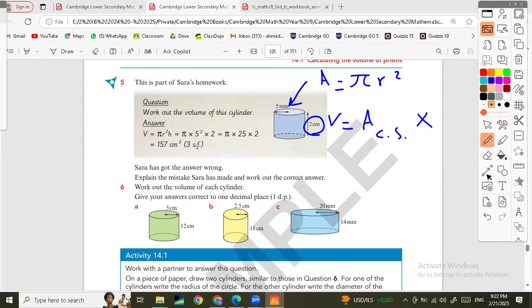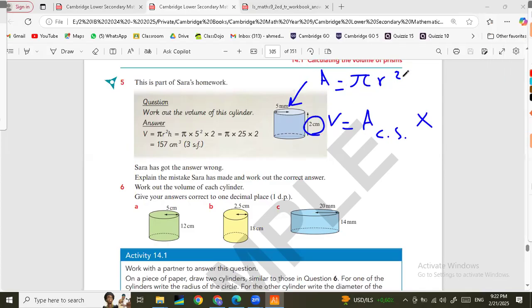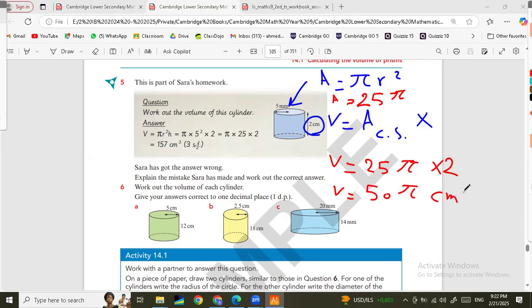Let's answer the example that we're doing right now. Here I know that the radius squared is 25. So the area of the cross section, pi r squared, is 25 pi. Then the volume is 25 pi, which is the area of the cross section, multiplied by the height, which is 2. So the volume equals 50 pi centimeters cubed.